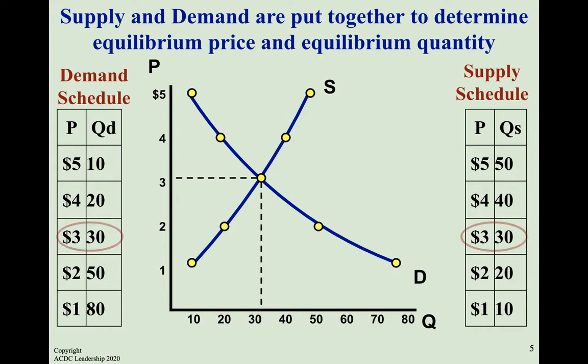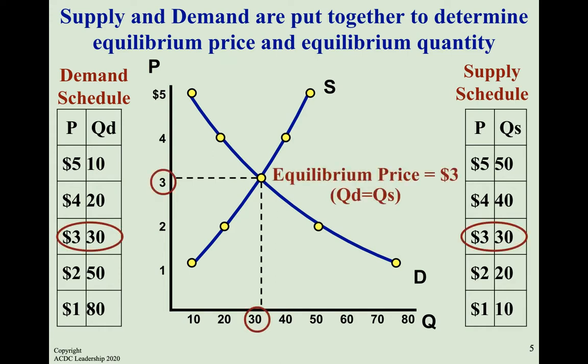In this case, the equilibrium price would be $3, where quantity demanded meets quantity supplied. The equilibrium quantity is 30.